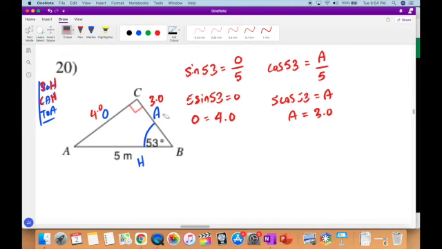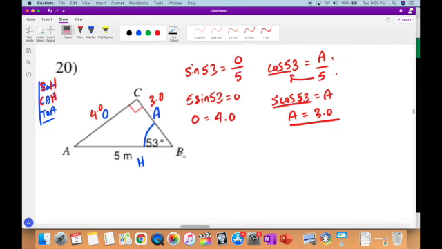Shazay, hello? It's 5 cos 53. Yes, cos 53 is adjacent over hypotenuse. So 53, this is the adjacent which we wanted to find, and this is the hypotenuse, which is 5. So adjacent over 5, and then I just throw the 5 over, so 5 multiplied by that is equal to adjacent. So adjacent is 3, you understand? Yes, sir.